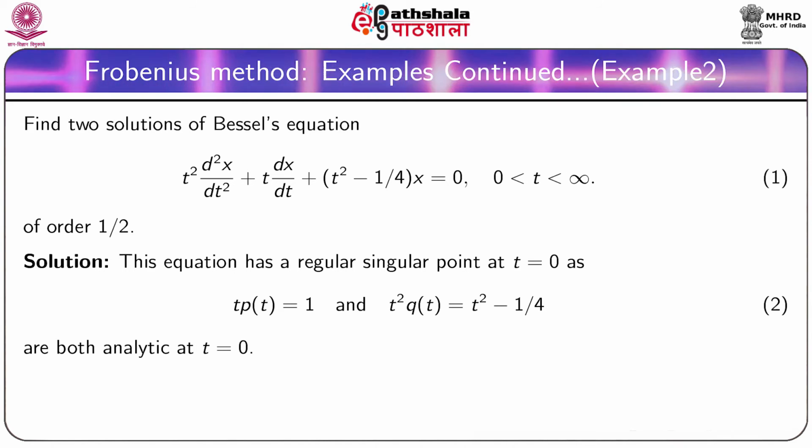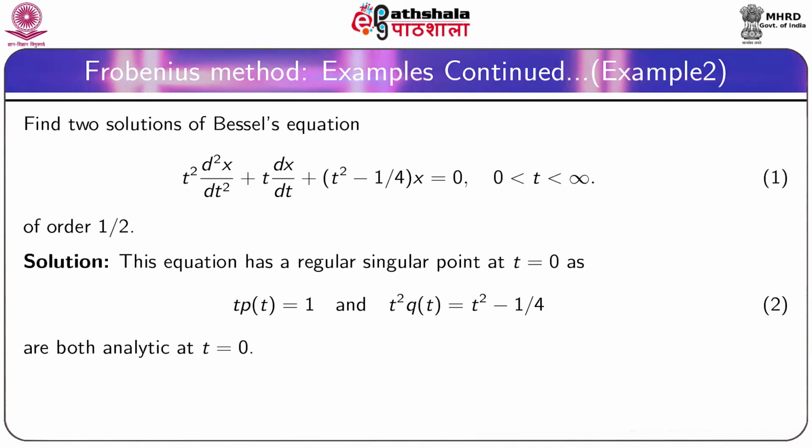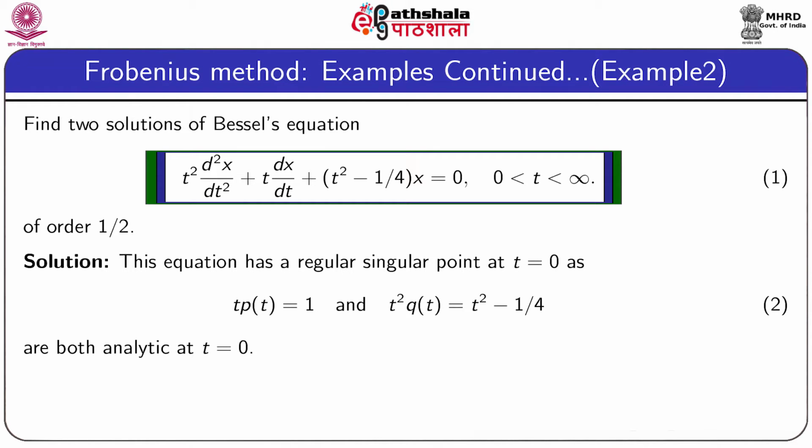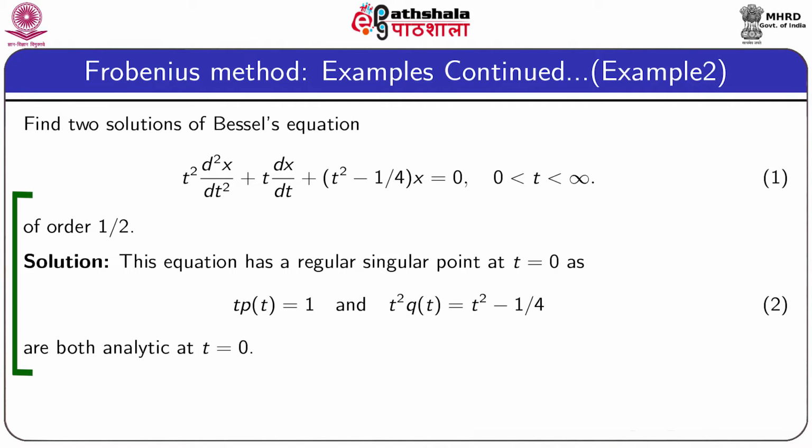The problem says that you have to find two solutions of the Bessel equation of order half given by t square d2x dt square plus t dx dt plus (t square minus 1 by 4) into x equal to 0, where t lies between 0 and infinity.